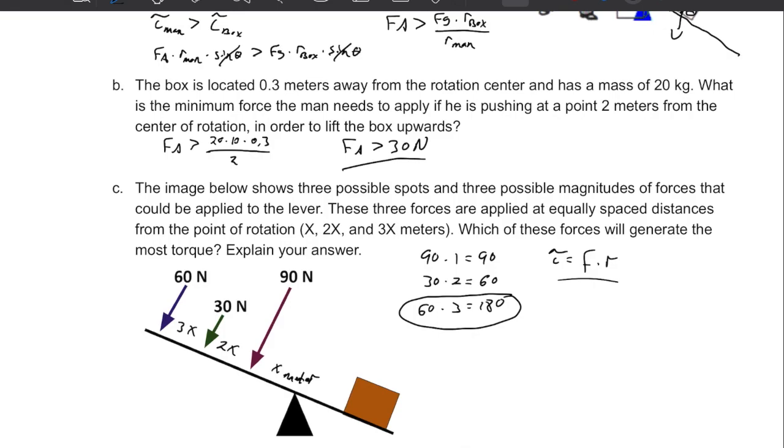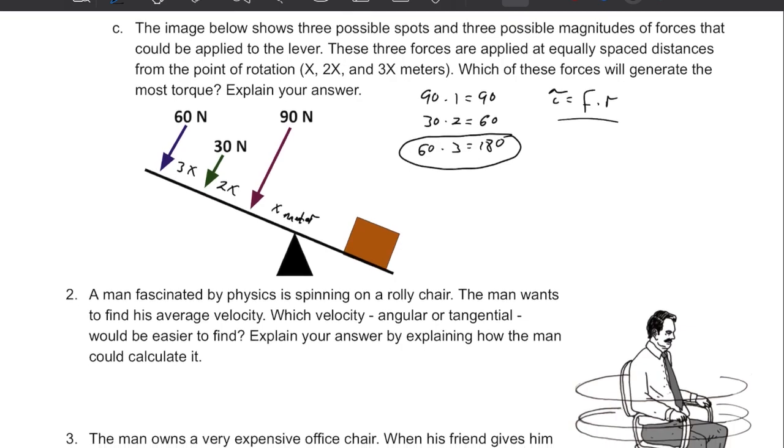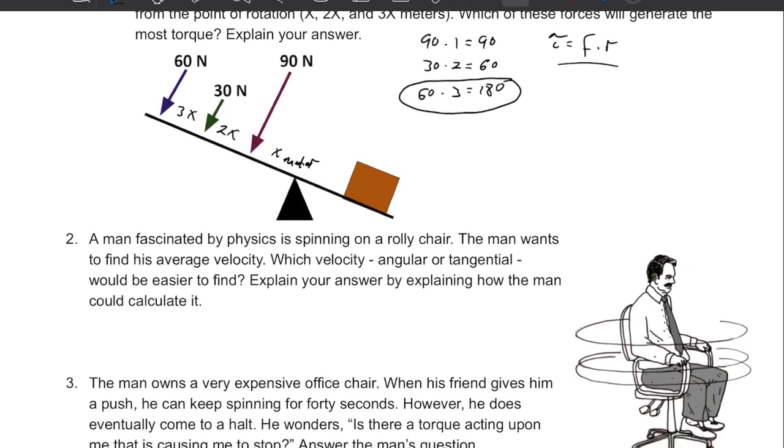Simple explanation here, nothing complicated. A man who is fascinated by physics is spinning on a rolly chair. The man wants to find his average velocity. Which velocity, angular or tangential, would be the easiest to find? Explain. I'd say angular's easier to find because angular is just talking about how far he is rotating in a certain amount of time. And so if you can just calculate that, it's a lot easier.